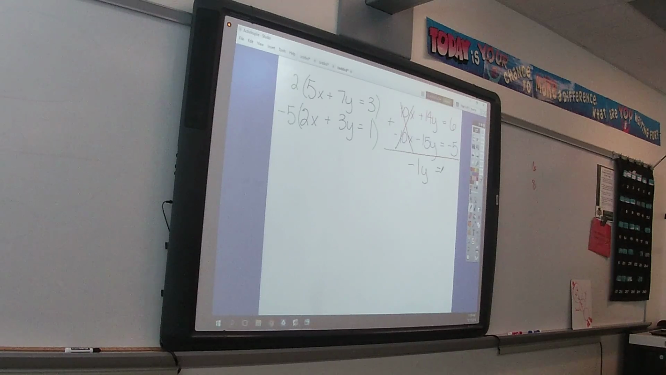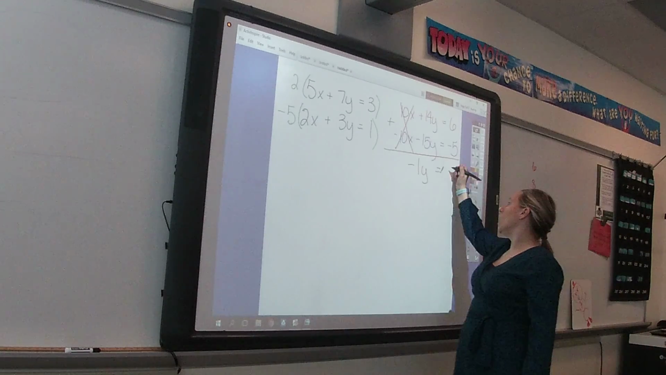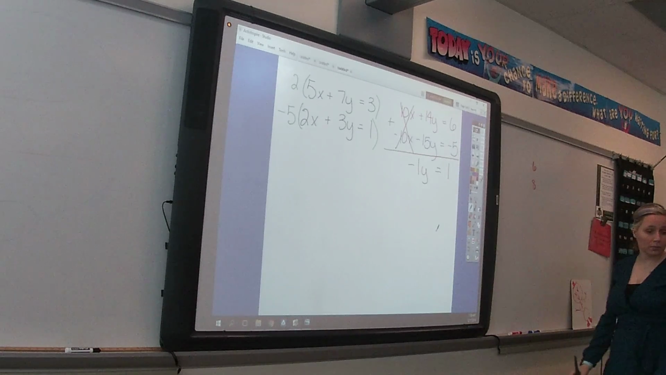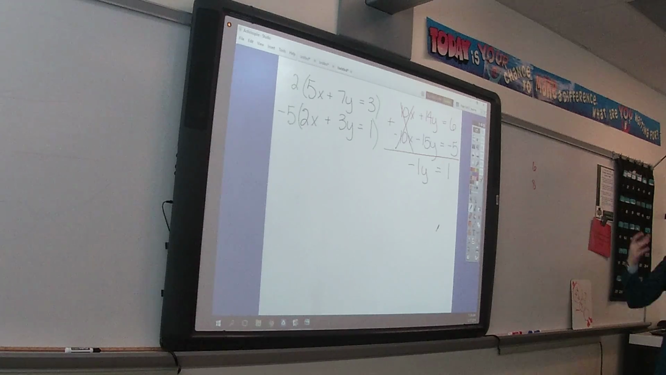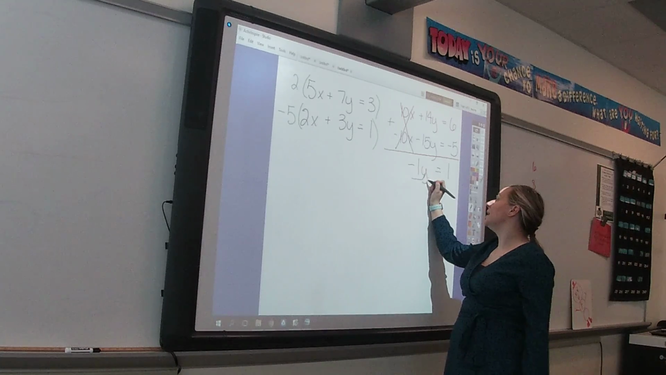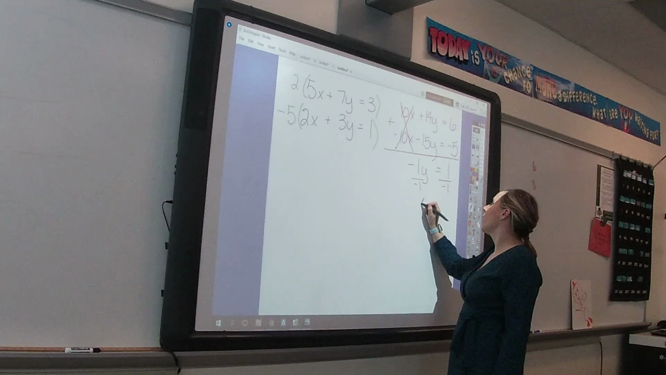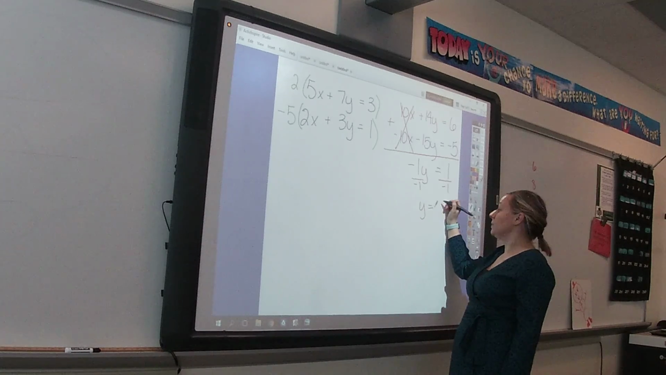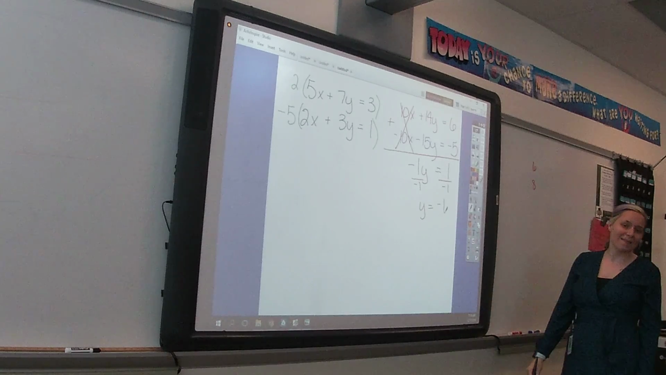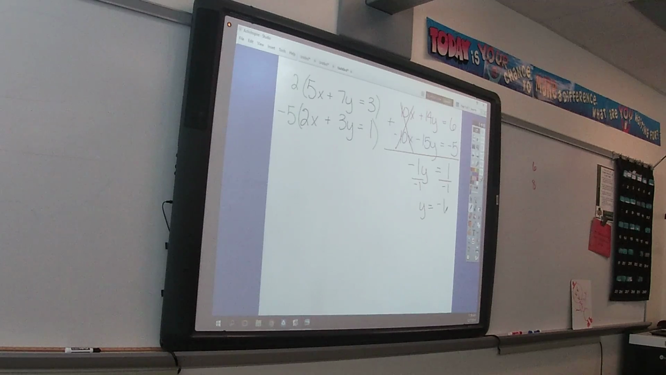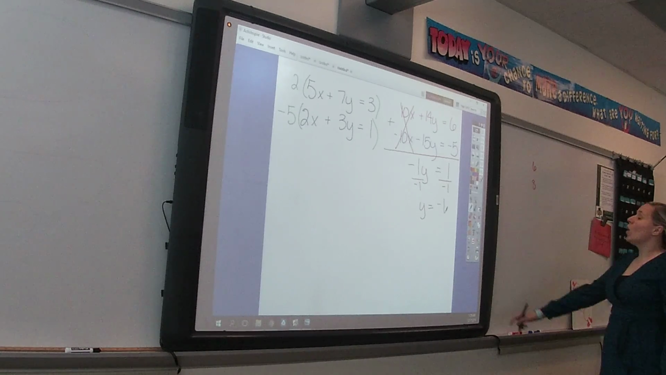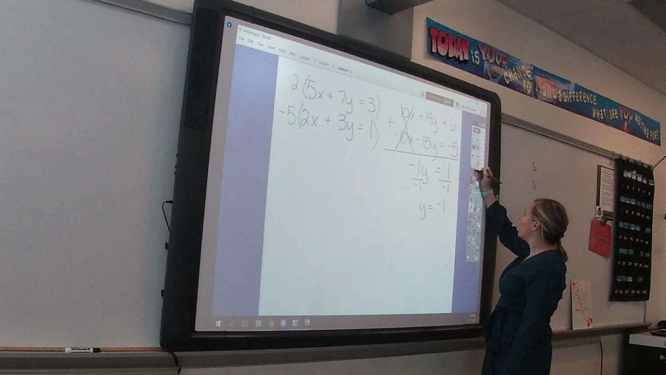6 plus -5 gives us 1. Then we need to solve this, so we'll divide by -1. Anything divided by 1 is 1, divided by -1, so -1. Okay, so once we have this y equals -1, are we done?